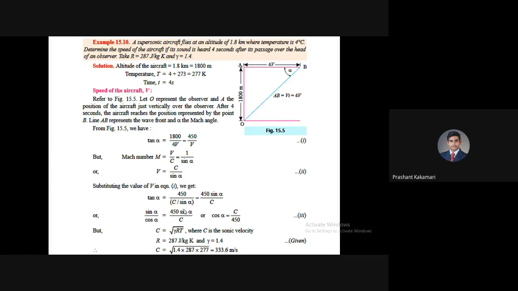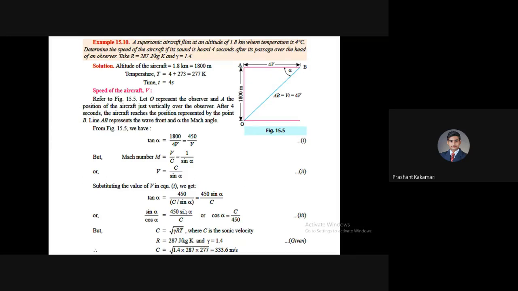So when temperature, R and gamma are all given, directly find out the C value. So what is the C value? C value will give us the speed of the disturbance, not the speed of the aircraft. So the speed of sound we can find out: square root of gamma R T, that is, 1.4 into 287, the R value. Temperature is 4 degrees centigrade, convert it into Kelvin, 277 Kelvin. So the speed of sound at this temperature is 333.6 meter per second. Okay, now one part is over.